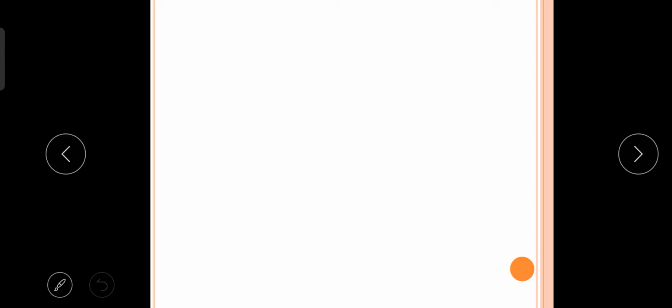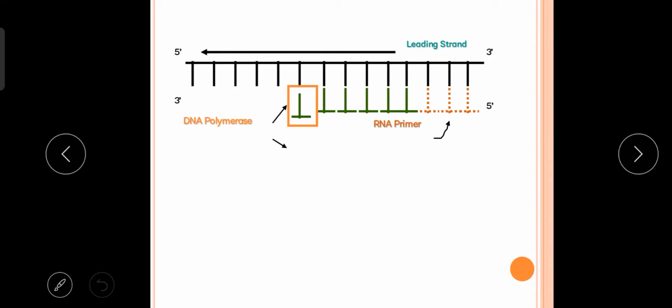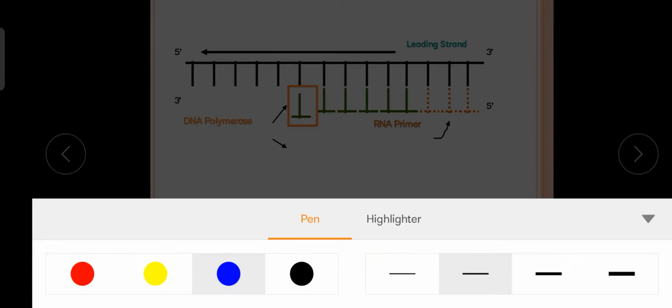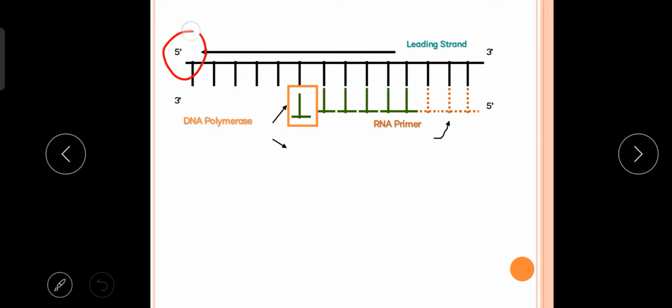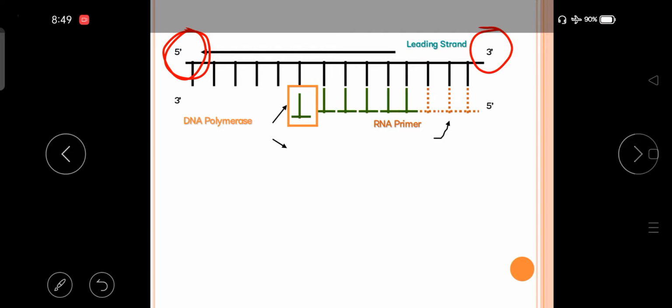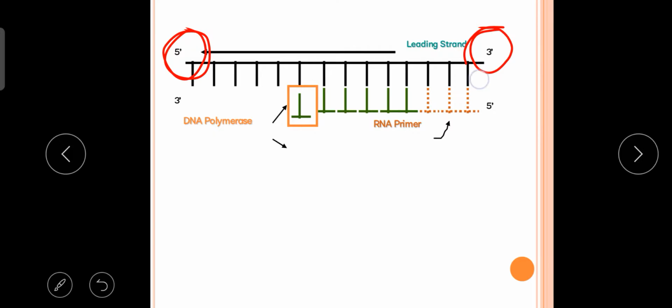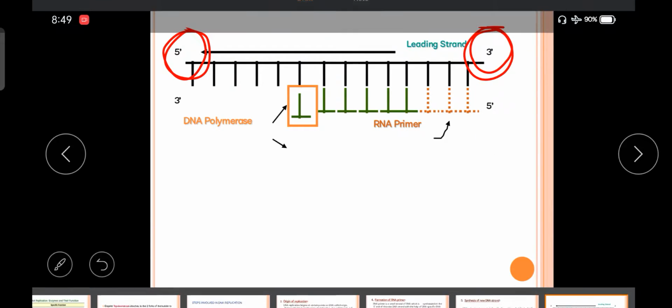Now here, in this diagram, this is the 5 prime to 3 prime direction, this one 5 prime here, this one 5 prime to 3 prime. This one is the template DNA strand. You know what a template is? Template means the parent DNA strand. So this is the 5 prime and 3 prime, this is the parent DNA strand.